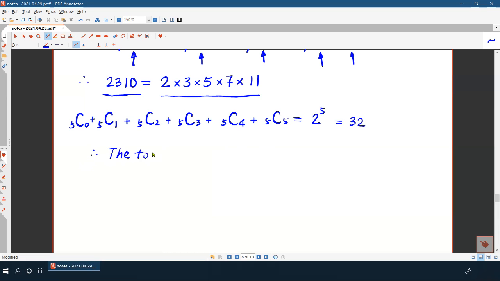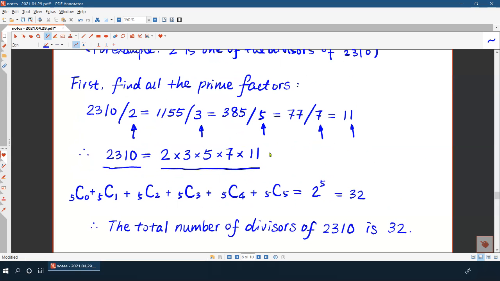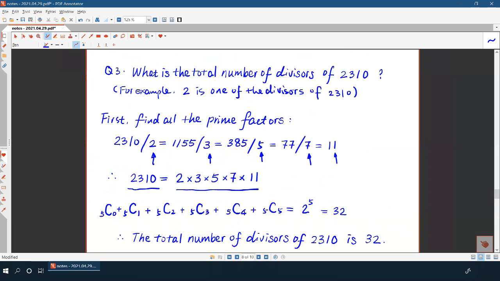Okay, so now we can make the conclusion. The total number of divisors of 2310 is 32. Okay, have a look at this question. Anything you want to ask?